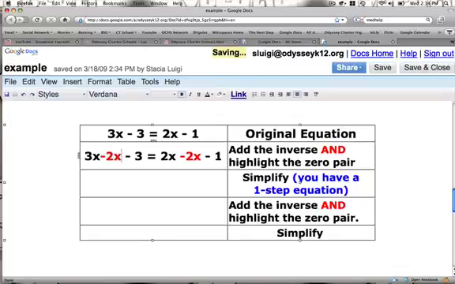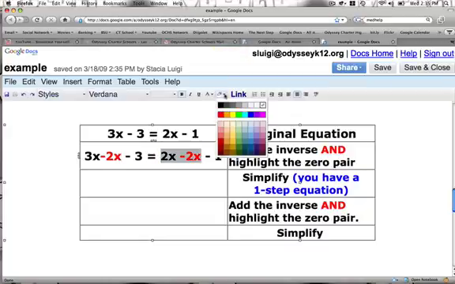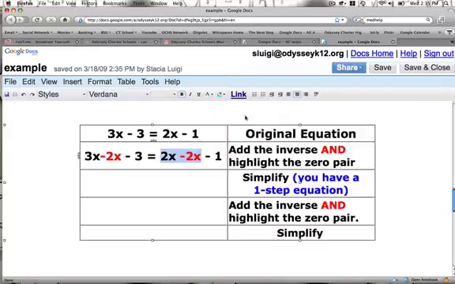In the same step, it says here that you need to highlight the 0 pair. Come over here, take the 0 pair, do your back highlighting in an aqua blue. Step 3 says to simplify. 3x minus 2x is 1x. You still have a negative 3 sitting next to that. You have your equal sign, and the part in aqua blue has disappeared and you're left with a negative 1.